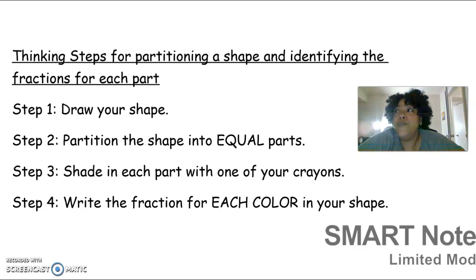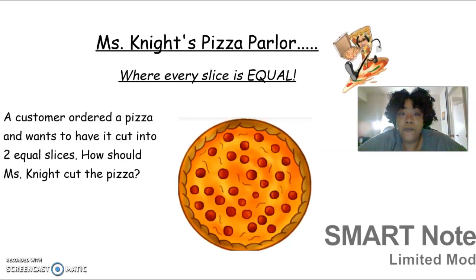And there is one thing in the real world that I can think about that is in the shape of a circle. It's really delicious, has lots of cheese on it, probably some sauce, any toppings you want. Did you guess what we're partitioning today? You guessed it, pizza. Who doesn't love pizza? I love pizza. So I want to welcome you to Miss Knight's Pizza Parlor, where every slice is equal. Remember, in a fraction, every part has to be equal.